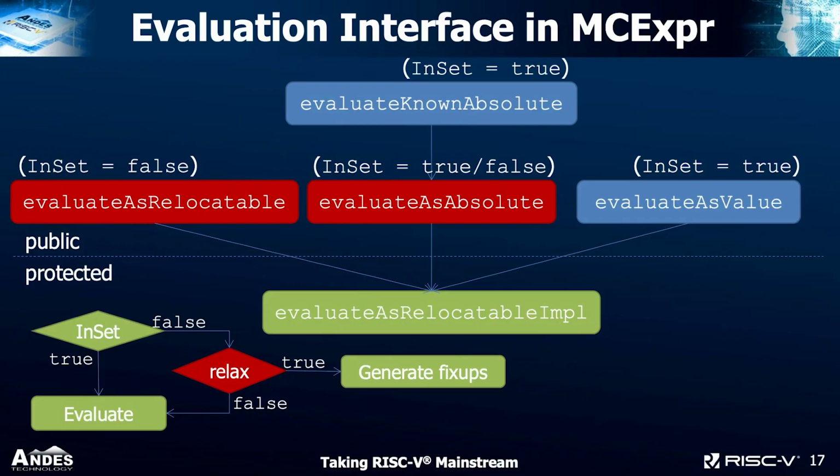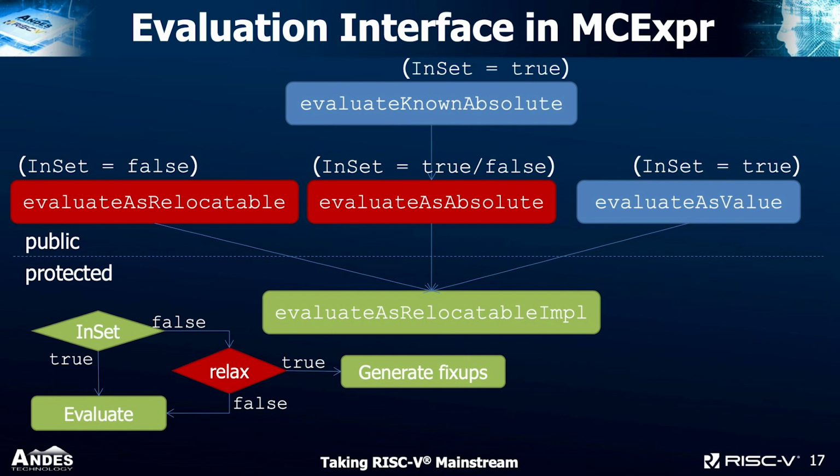So why is there an embedded address in debug line information, and how to fix it? Before we dig into the problem, we need to know the evaluation interfaces in MCExpr. It's helpful to know the differences between these interfaces before handling the problem.